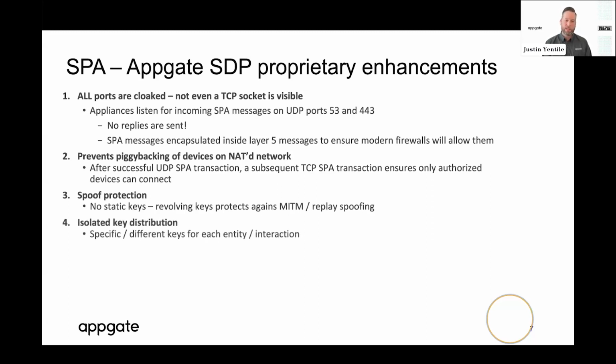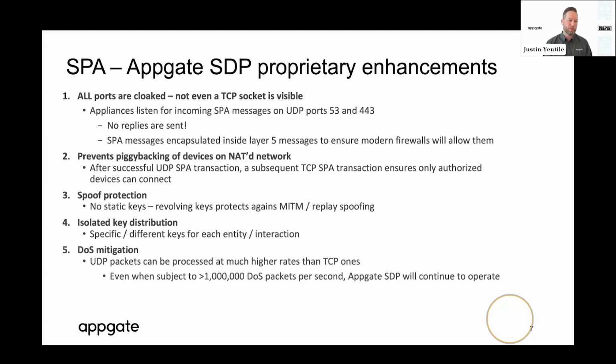And then the fourth thing is isolated key distribution. Each entity that needs to communicate with something else, so each AppGate client, as well as each AppGate appliance, which we're going to talk more about a little bit later on, that needs to communicate securely with something is going to use SPA to open up their communication. And each one of those entities has a different key, essentially, for each interaction.